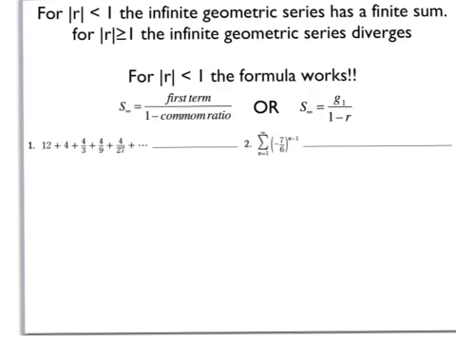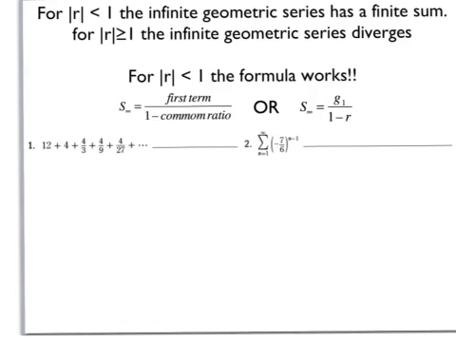So we're reminded about what happens here. At the top, if the absolute value of r is greater than or equal to 1, our infinite geometric series diverges. If it's less than 1, we're good to go. Our formula says first term over 1 minus common ratio, or that all in symbols.